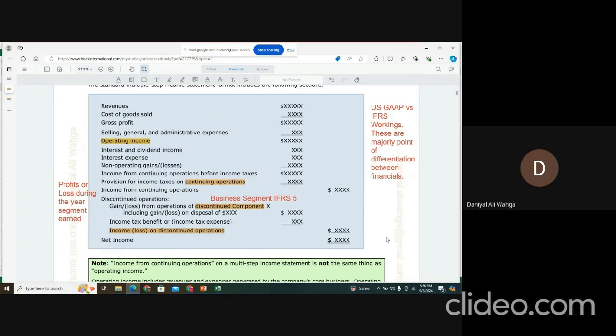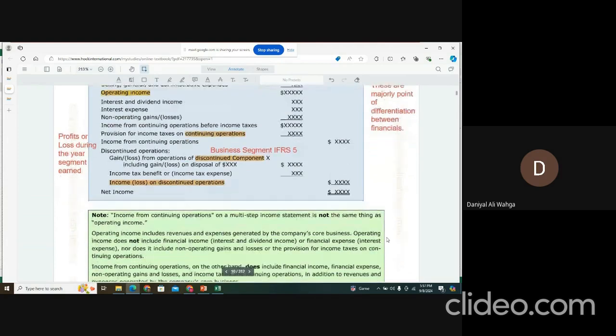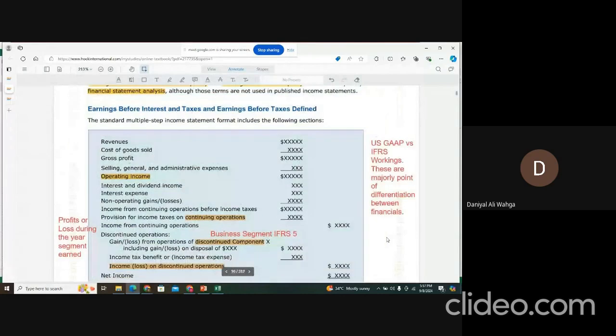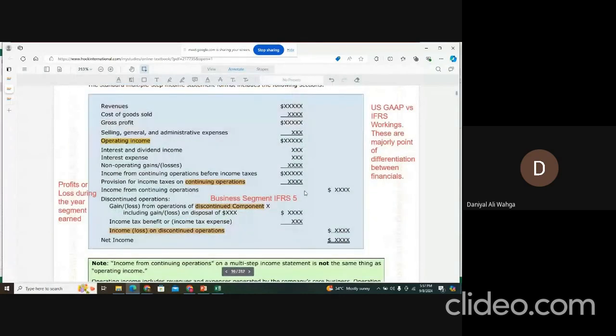Below, you can see there's a note, and that note is very important, a point of discussion. It says there is an income from continuing operation. I agree that income from continuing operation on a multi-step income statement is not the same thing as operating income. Yes, you need to understand that your operating income is something else. It is an income that has been generated from core activities.